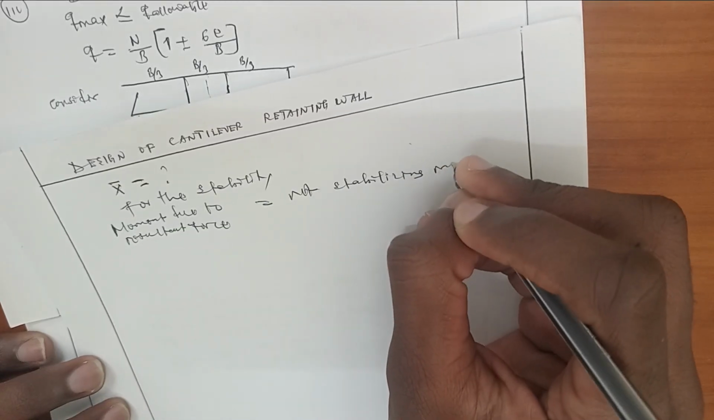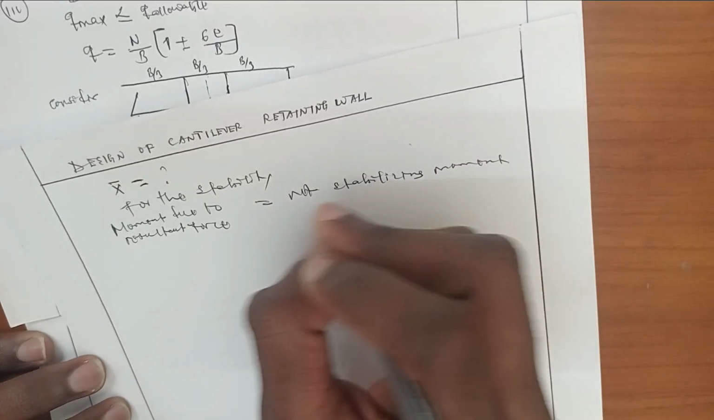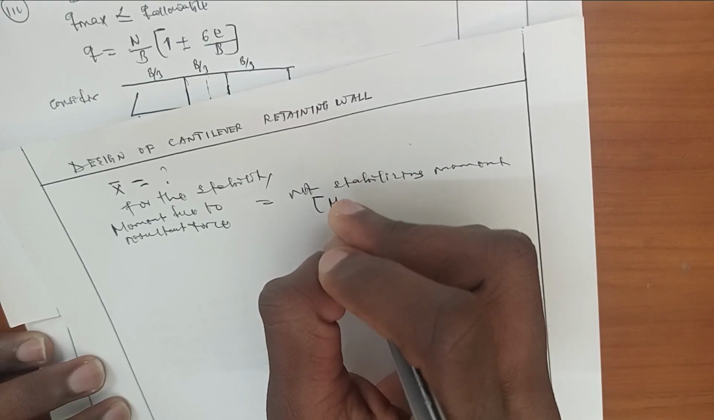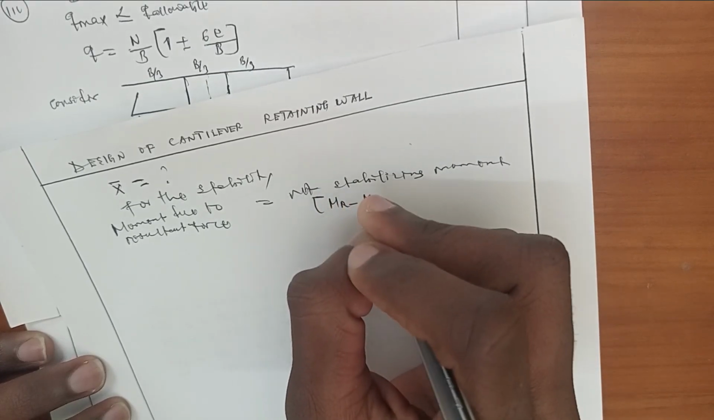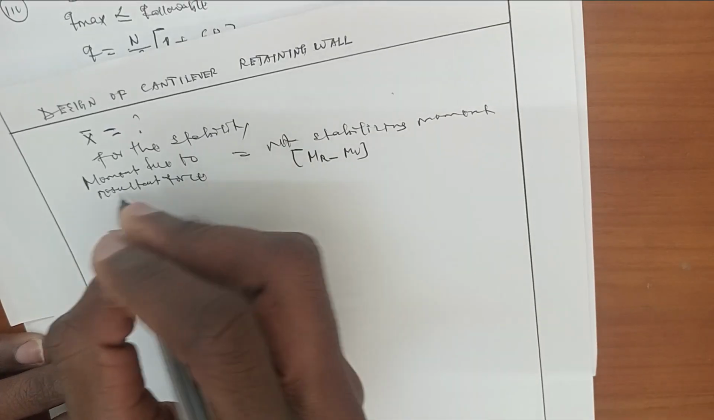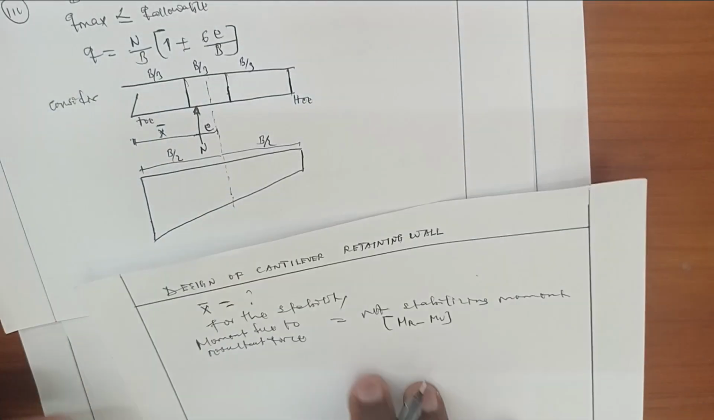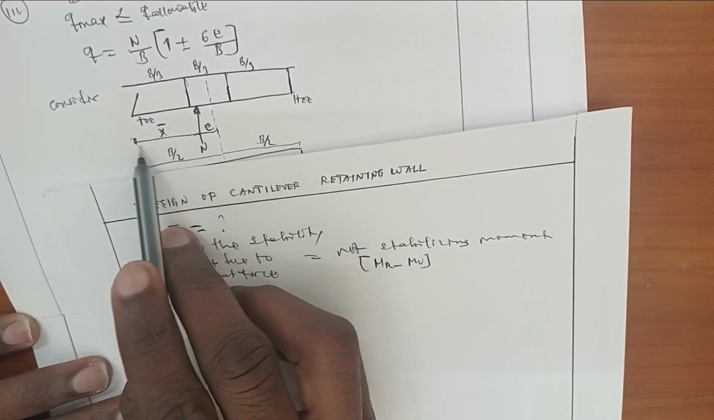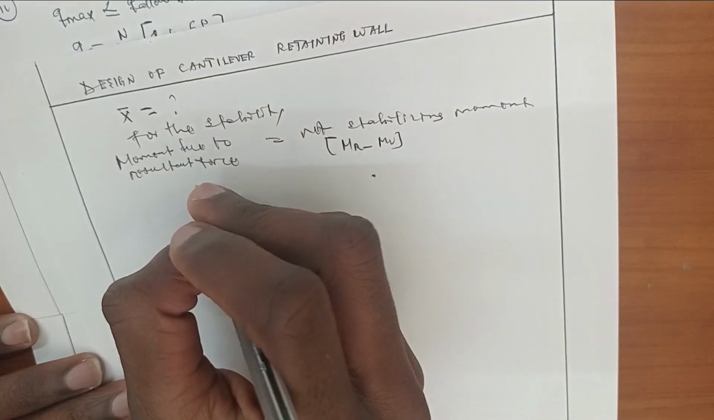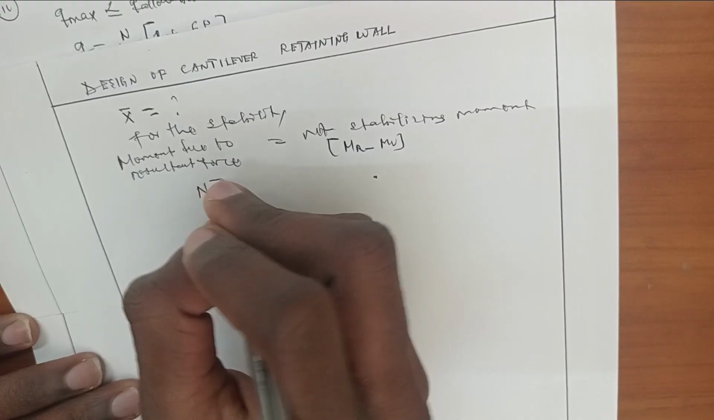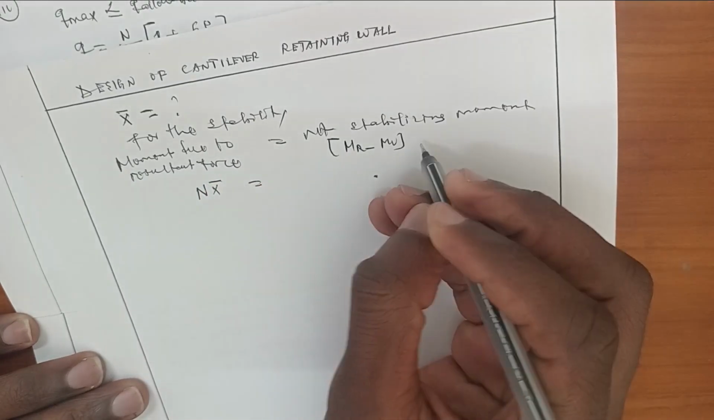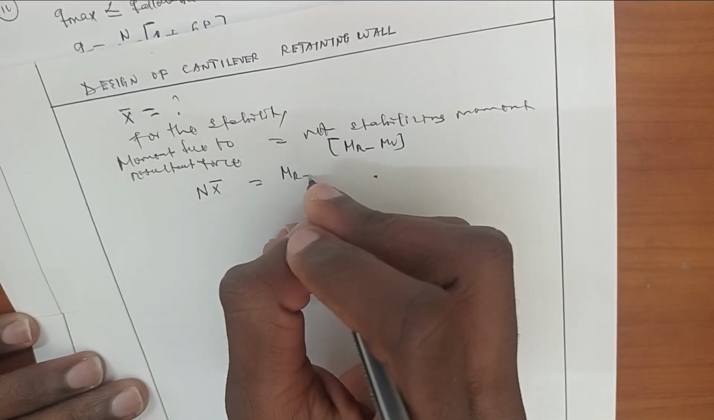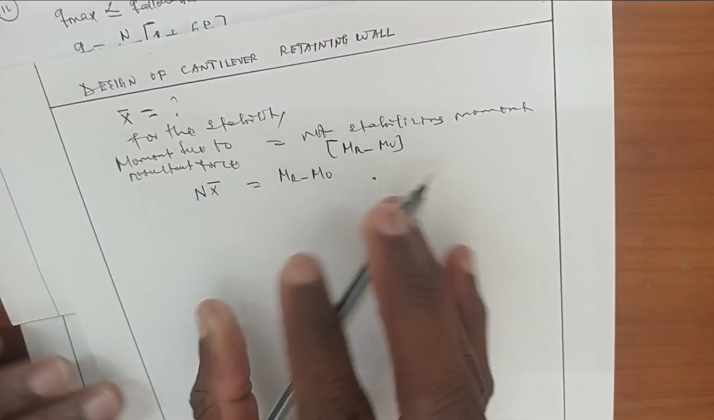Net stabilizing moment, which is obtained by taking resistance moment minus overturning moment. Now, the moment due to the resultant force is obtained by taking this resultant force times the perpendicular distance. It will be equal to the net force times the perpendicular distance, which equals the net stabilizing moment, resistance moment minus overturning moment.